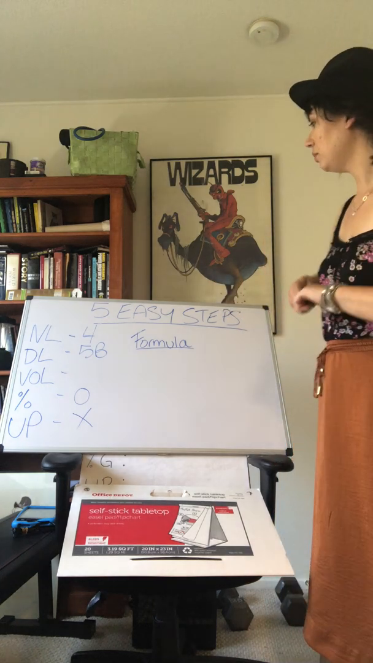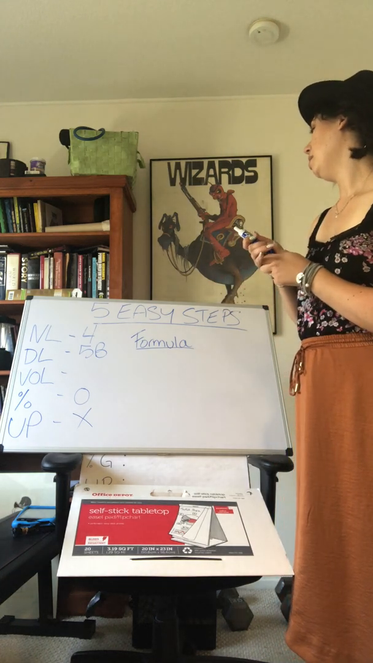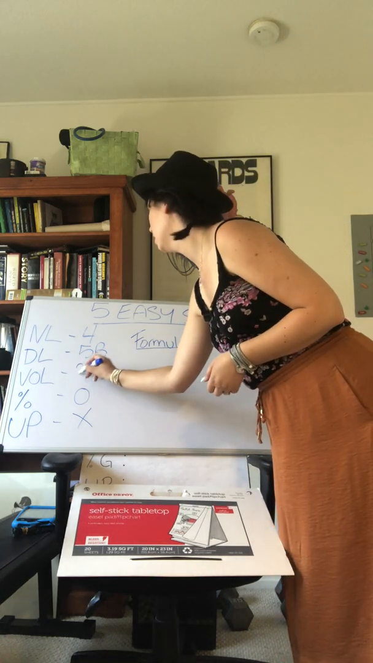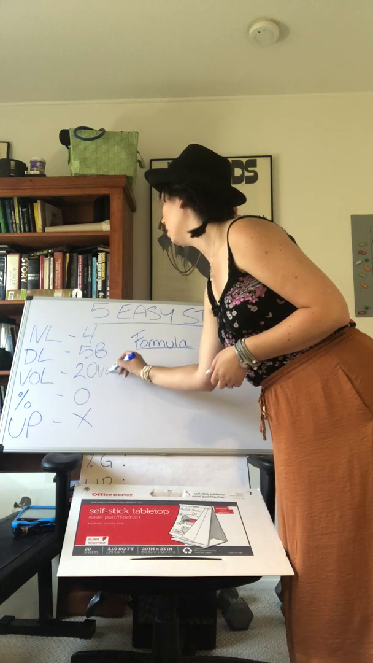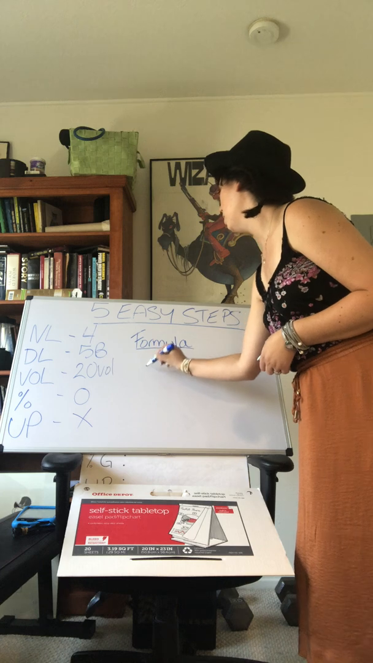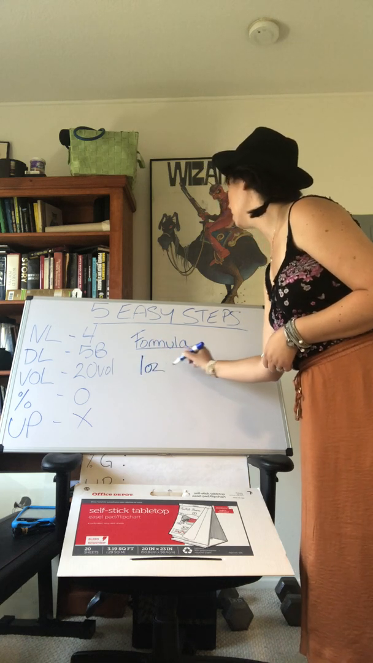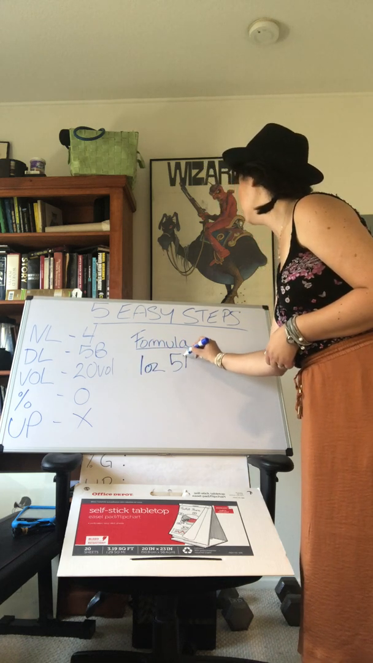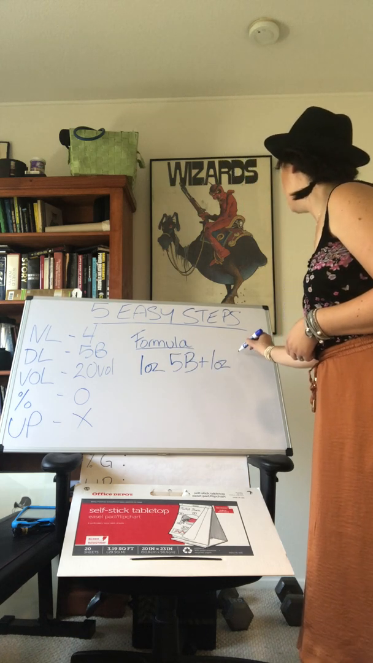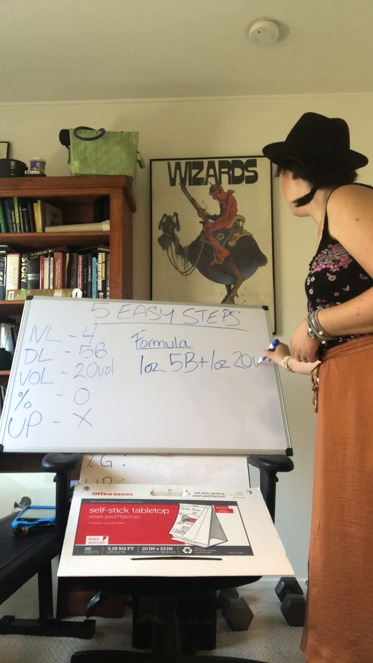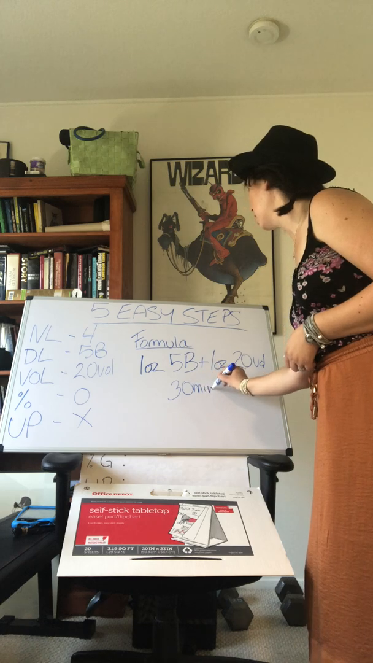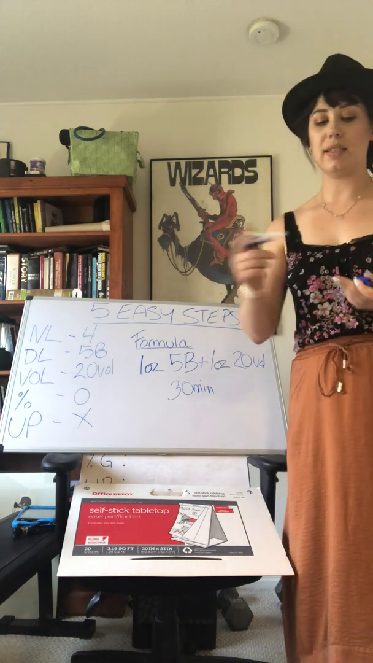So, for this one, because we're lifting one level, we'll be using 20 volume. So for the formula, we'll be using 1 ounce 5B plus 1 ounce of 20 volume, and process for 30 minutes.